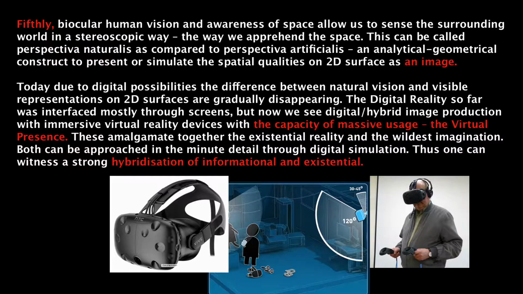We know that binocular human vision and awareness of space allows us to sense the surrounding world in a stereoscopic way, which is very often called perspectiva naturalis, compared to the analytical geometrical structures presented on a 2D surface as perspectiva artificialis, an image. Today, due to the digital possibilities, and first of all the retina display of iPhones, the difference between natural vision and visible representations on 2D surfaces is gradually disappearing.